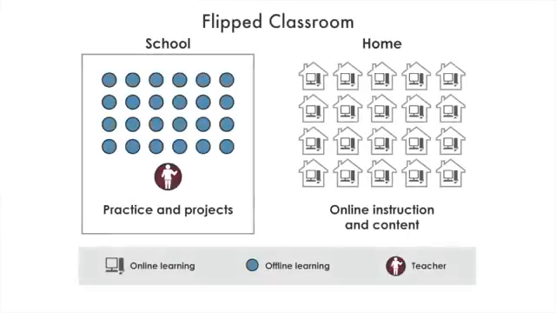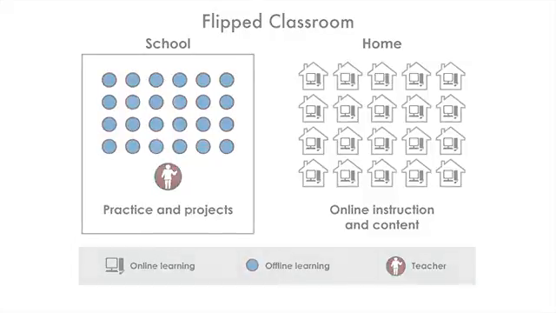So in this graphic before you, what you see on the left-hand side is that students, represented by the blue dots, are actually in the classroom with their fellow peers. And you see that teacher at the front of the room in the red, and they're working on practice and projects. And then on the right-hand side of the screen, that represents students at home, and that's where they're doing their online learning.